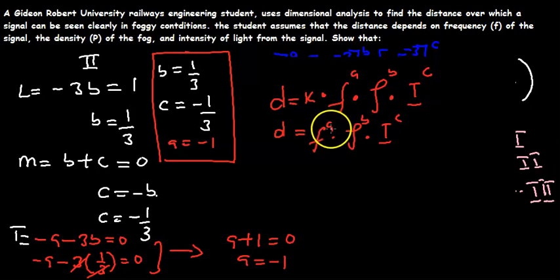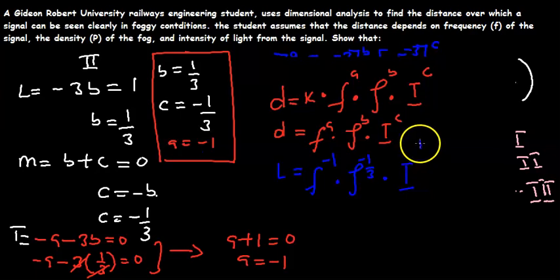What is A? A is negative 1. Our D is length, which is going to be F to the power of negative 1, multiplied by our density to the power of B, and B is 1 divided by 3. Negative 1 divided by 3, multiplied by our intensity, which is going to be 1 divided by 3.